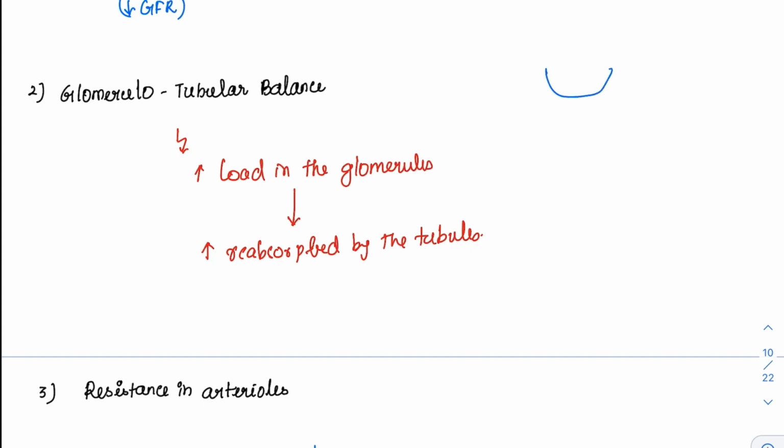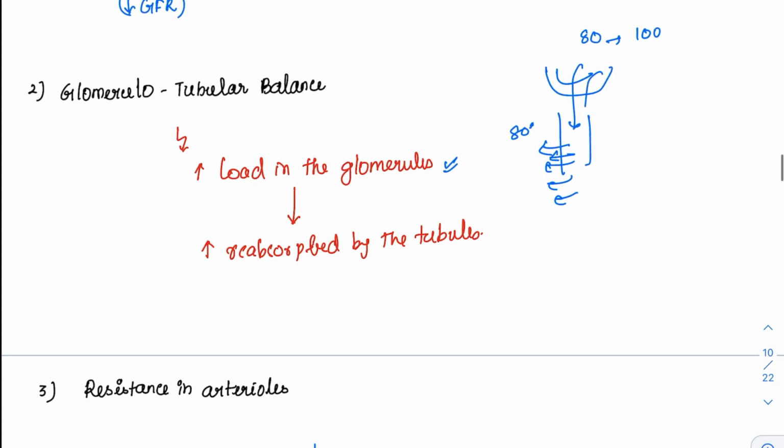For example, if this is the glomerulus, here the tubule is there. Whenever more is being filtered, more can be reabsorbed. Let's take an example. Normally, there are around 100 sodium channels, and usually only around 80 molecules. So all 80 will be reabsorbed. I am just giving an example; it doesn't actually happen like this with sodium. But when this 80 increases to 100, the load on the glomerulus is increasing, and it is filtered and coming. But we have 100 channels already, so all 100 channels will get activated, and they can reabsorb everything.